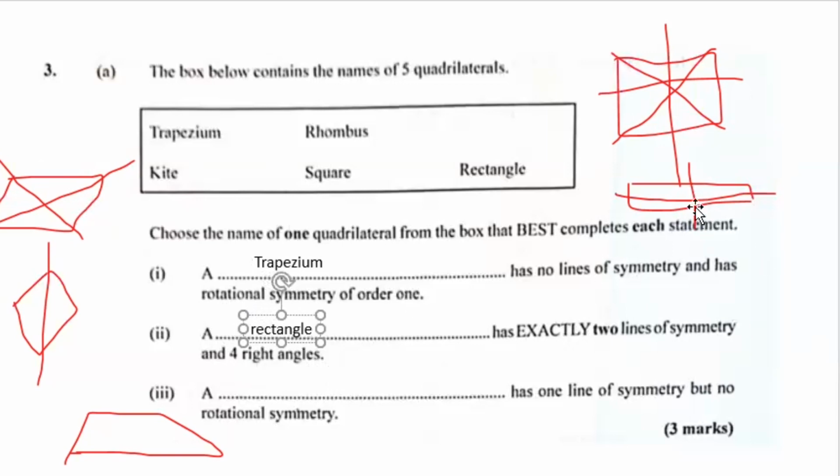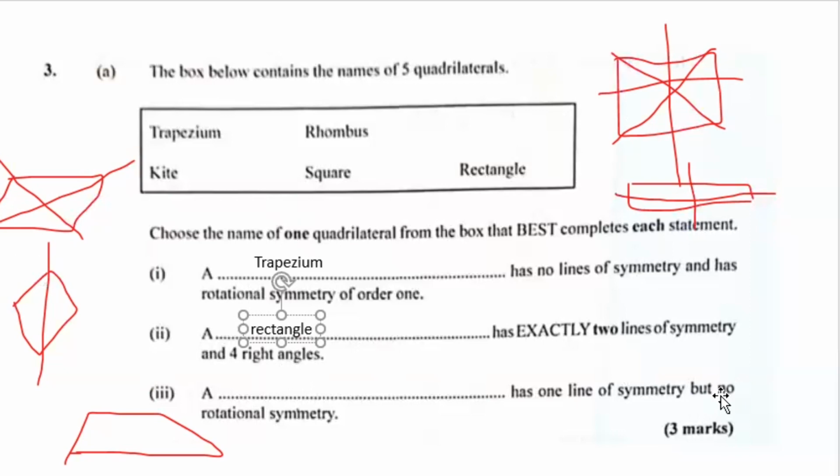Part 3 now says a dash has 1 line of symmetry but no rotational symmetry. From 1 line of symmetry, looking back at all the shapes that we did a rough sketch of on our exam paper, the only one that would have 1 line of symmetry is our kite. But this is the part where we're saying choose the one that best completes the statement.